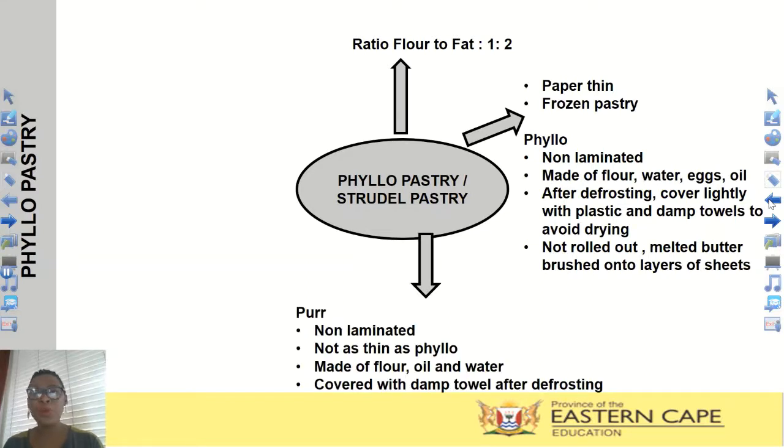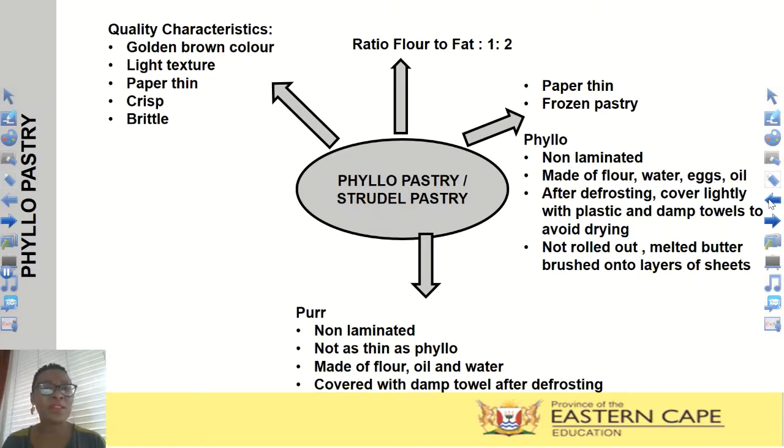Then you've got your puri pastry. Again, because it falls under this group of phyllo pastry, it is also non-laminated, but it is not as thin as a phyllo pastry. It is made from flour, oil, and water. But because it's also a frozen pastry, just like phyllo, you cover it with a damp towel after defrosting. Now, I want to show you the different products that come out from phyllo pastry and puri pastry so that you can have a much bigger understanding.